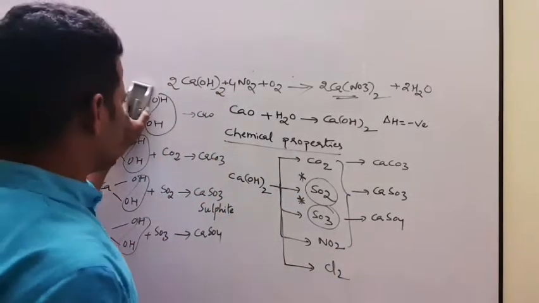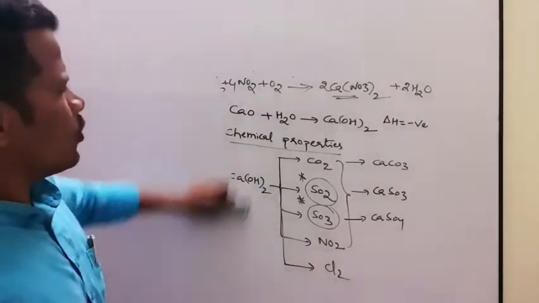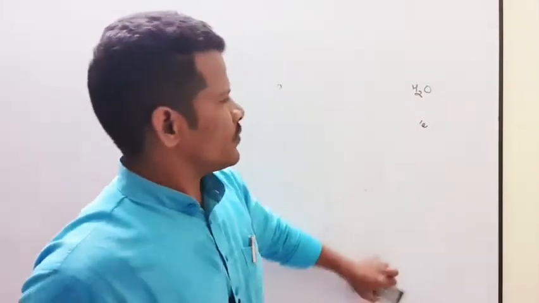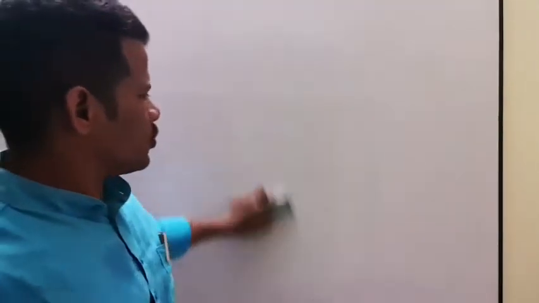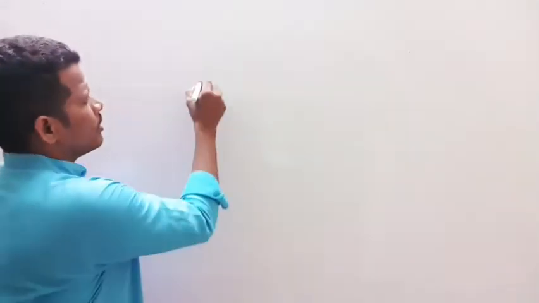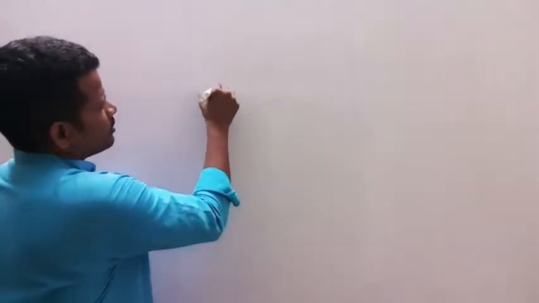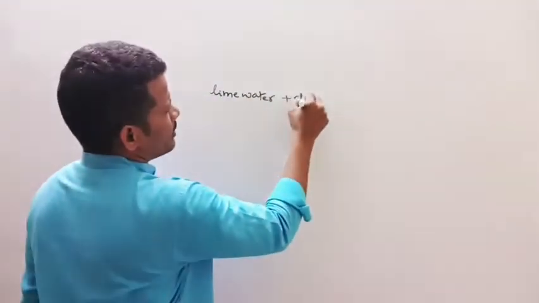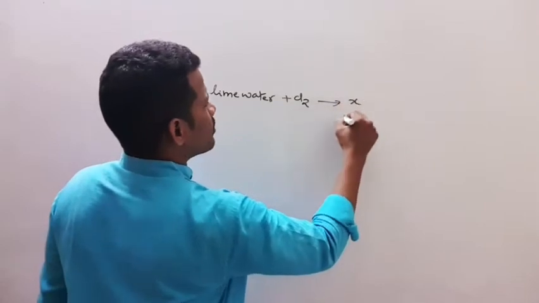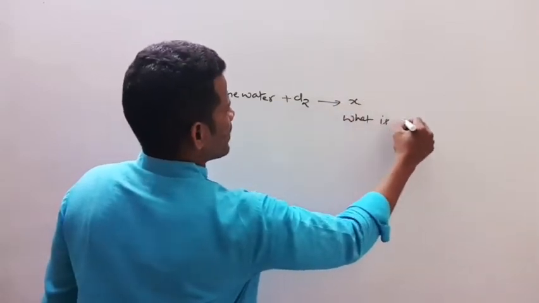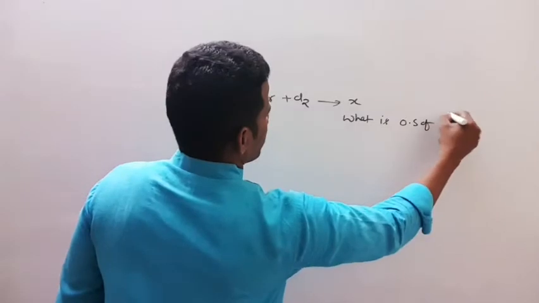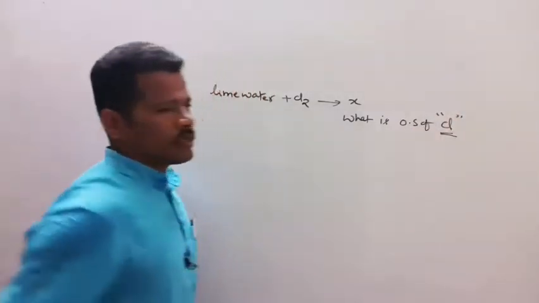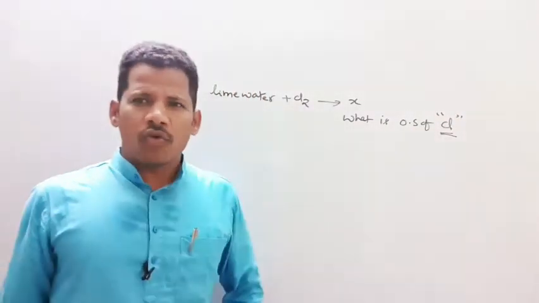Now coming to chlorine, when lime water reacts with chlorine, what is the product? It's very important. Generally they ask the question like this. For example, if you take lime water, sometimes they don't give the formula, and say it reacts with chlorine to form compound X. What is the oxidation state of chlorine? They will ask the question like this: what are the oxidation states of chlorine here?